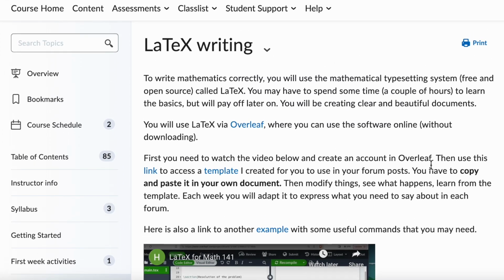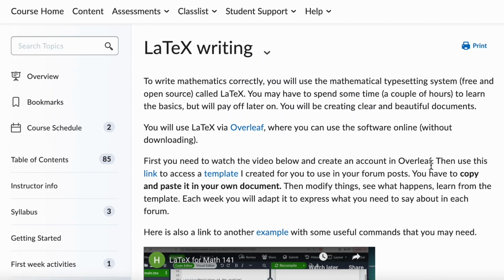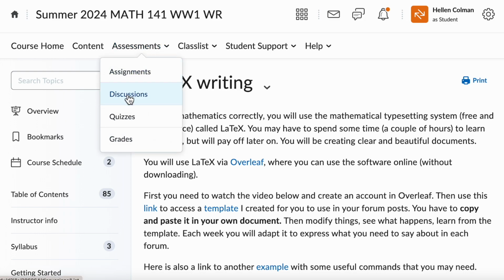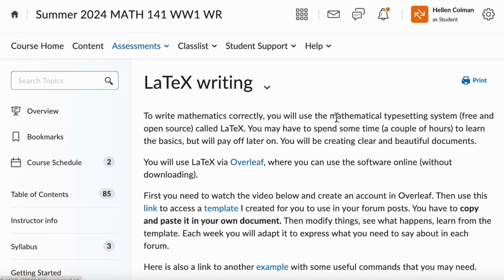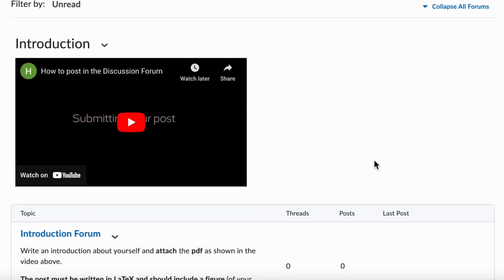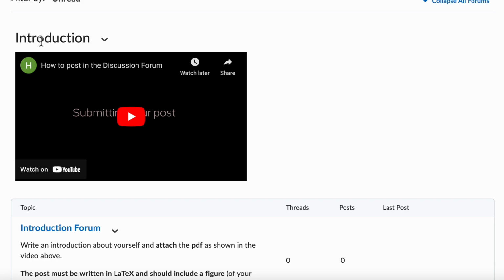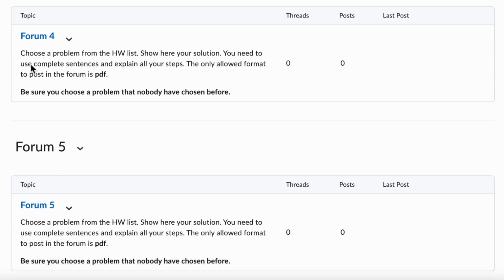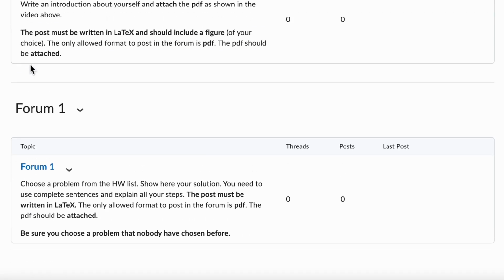Okay, so let me show you where you are going to submit these forums and introduction. So far we were looking here at the navigation bar at the top. We are under contents. Now we're going to go to assessments, and here we're going to click discussions. Here is where first you have the place to submit your introduction post, and then you have the place to submit all the forums of all the units for the whole semester.